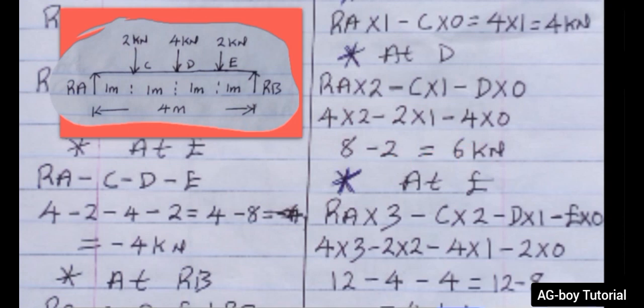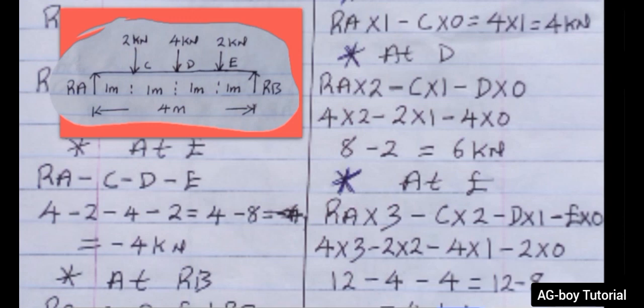Then at point E, we have RA times 3. At point E here, we have RA times the distance 1, 2, 3. Then this is it, RA times 3.